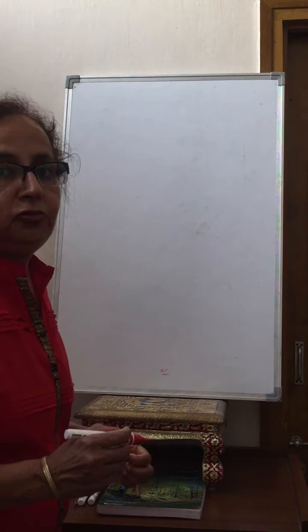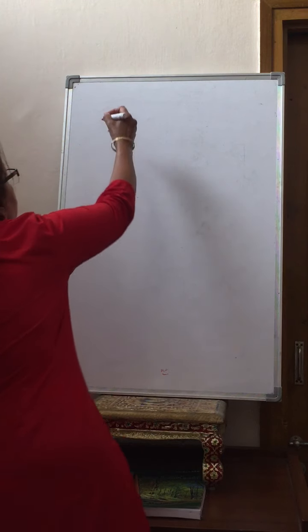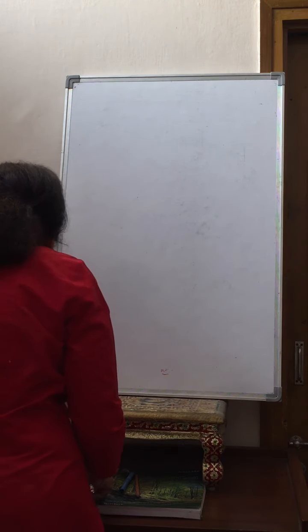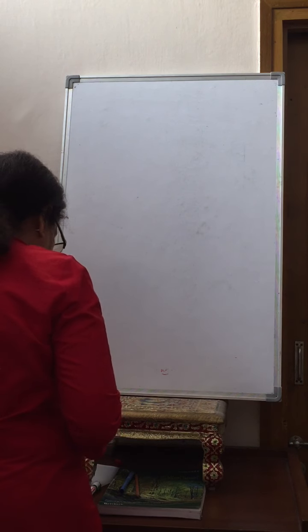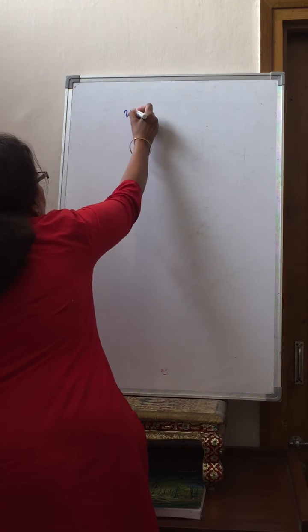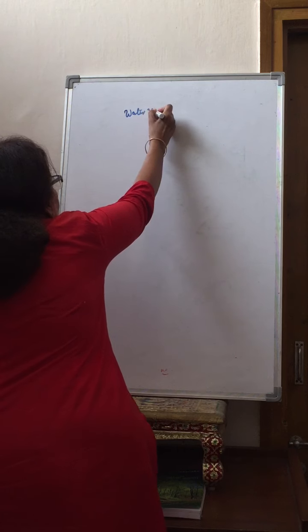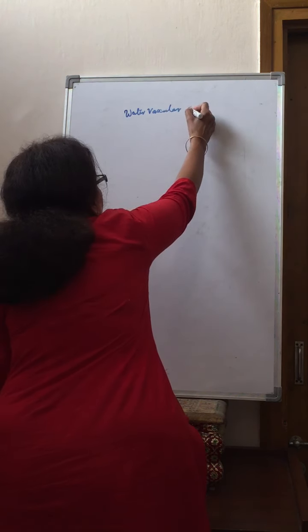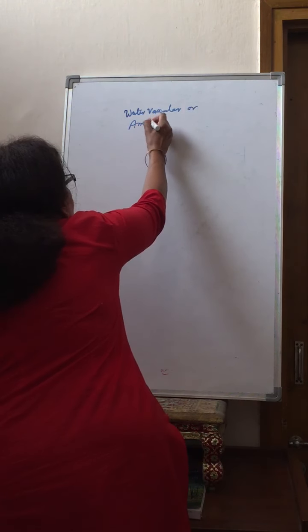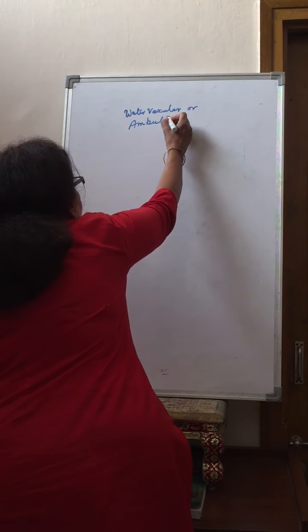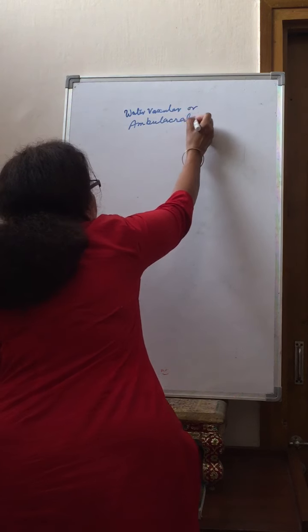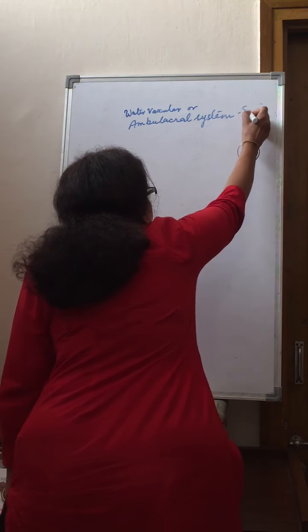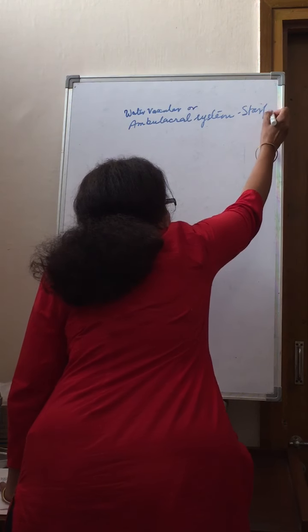Today we are going to take up the vascular or umbilical system in the case of starfish.